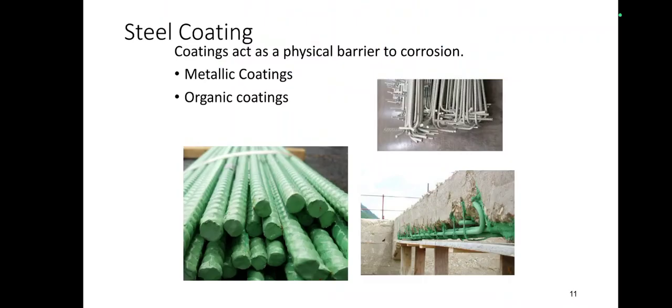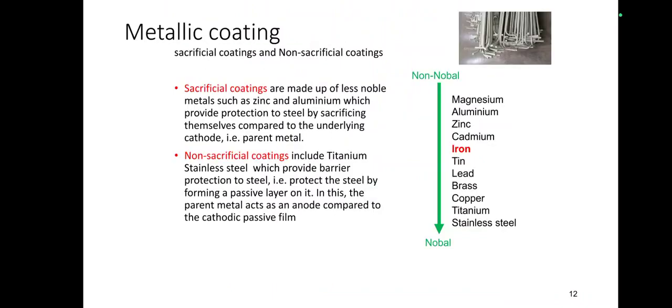You might have seen in Chennai near the coastal regions this type of green coated bars. It is nothing but an organic coating made up of epoxy powder, or sometimes you can go for metallic coating. Normally we apply primers, zinc primer will be applied, and then only the normal paint will be applied. Like that, metallic coating we can do, like zinc, tin, other materials, or this organic coating also we can give. Now we will see in detail about metallic coating.